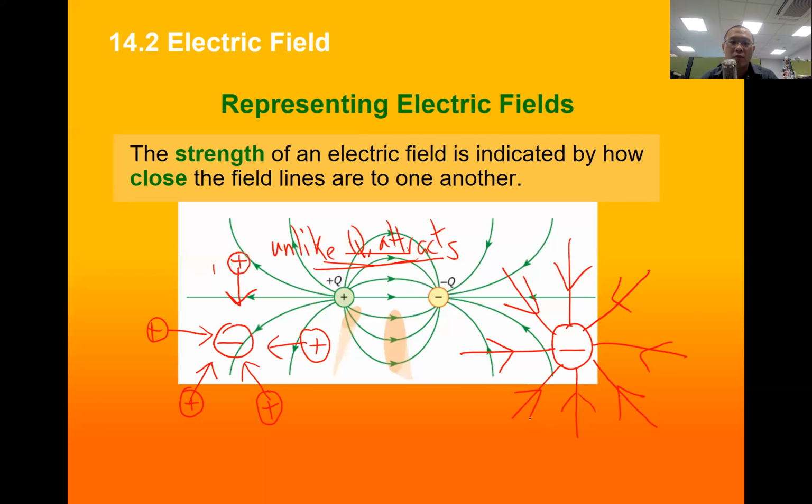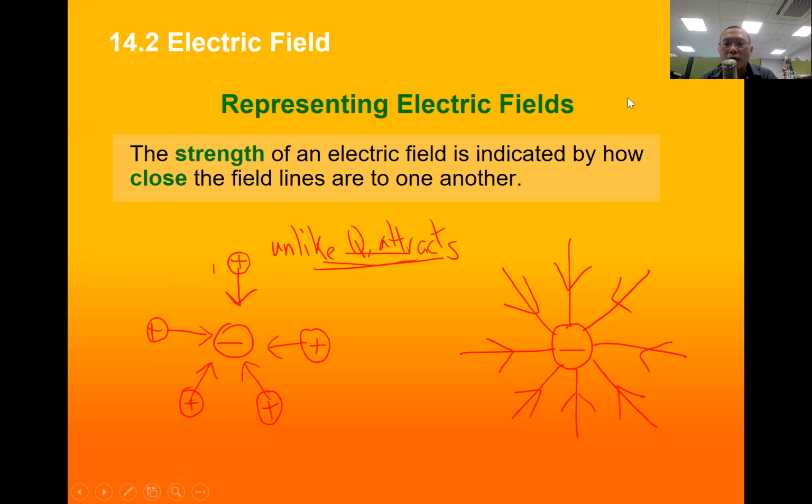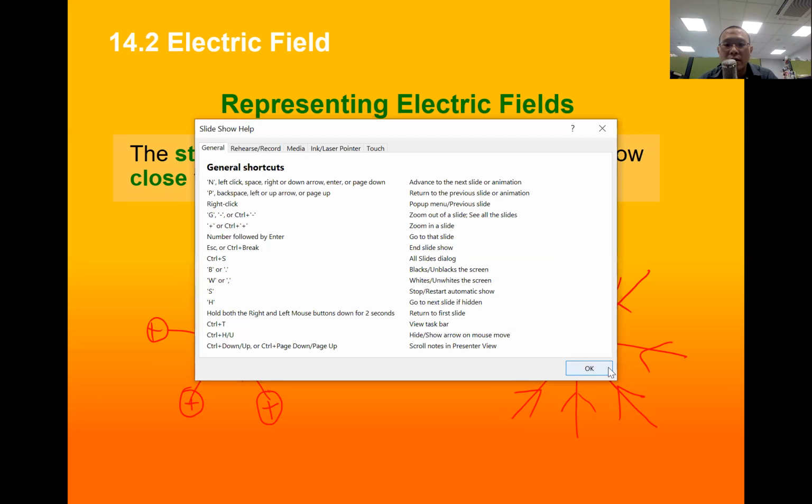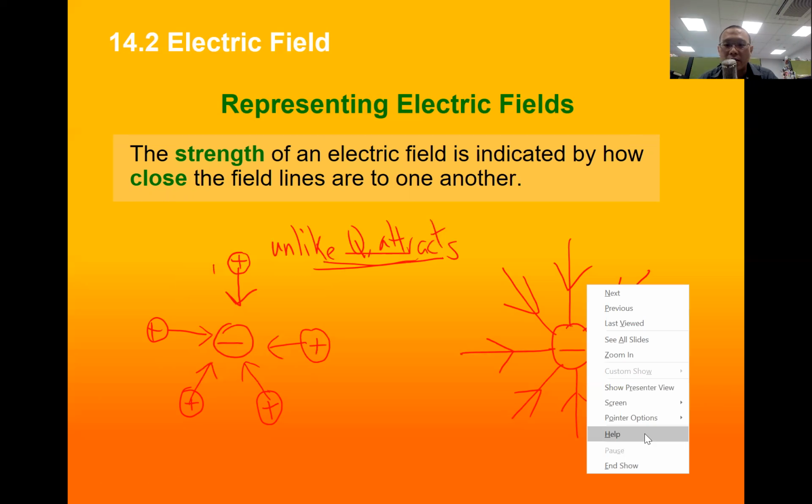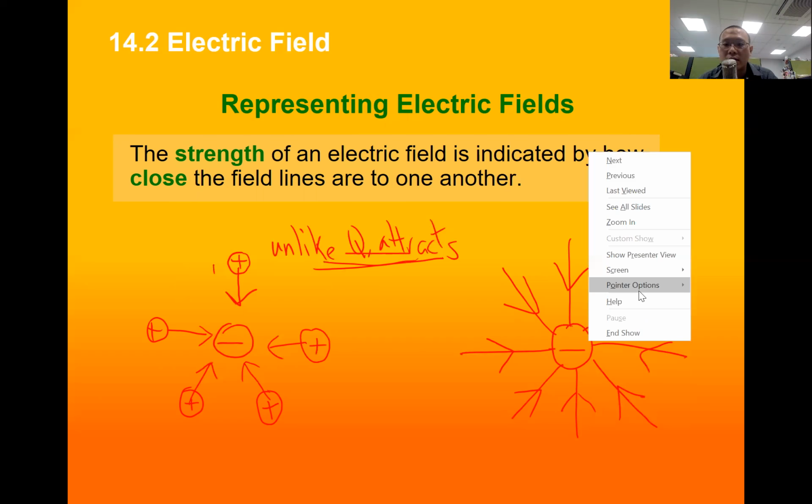Same thing. What will happen when I have a plus and minus charge interacting together? Let's take a look.